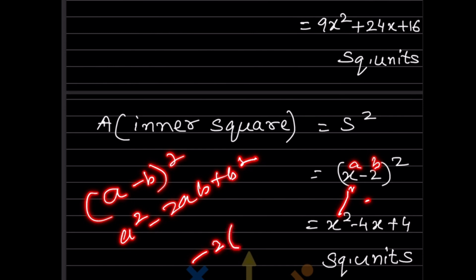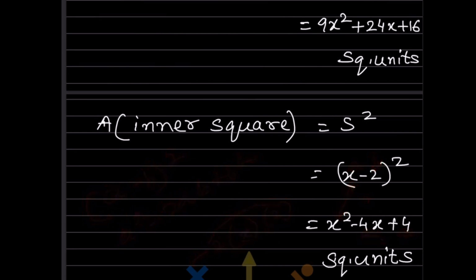A is x, and b is going to be 2. So it is going to be minus 4x. So this is minus 4x. And here b square means 4. So this is in square units.